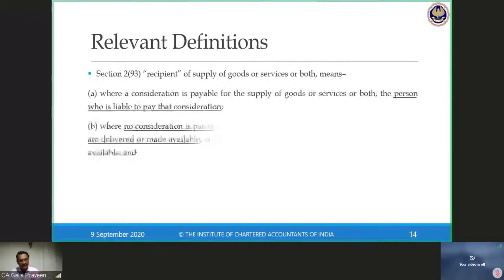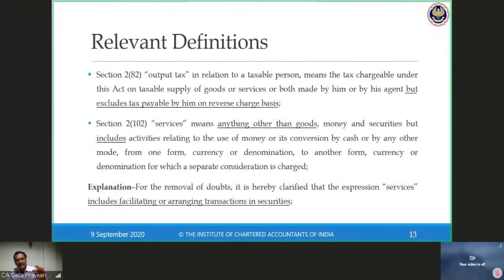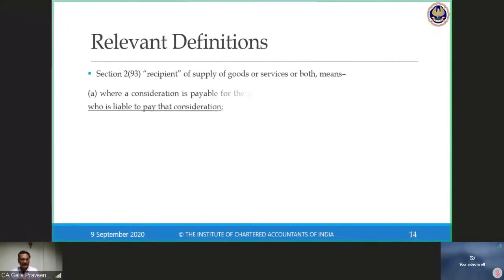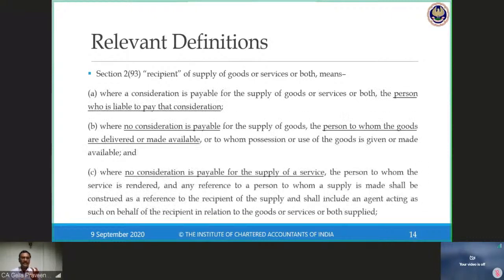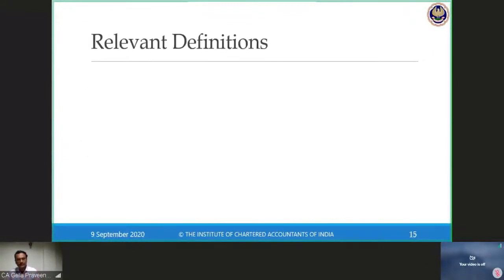Next, recipient. This definition is parallel and has to be read along with the definition of services. In the definition of recipient, the person who is receiving the goods is called a recipient. If there is no consideration, the person to whom the delivery is made or goods are made available shall be called recipient. In case of services, the person to whom the services are given is identified as a recipient. Why is this relevant? When I read section 16, subsection 2, there is a term called recipient. For that limited purpose, let us keep this definition handy.